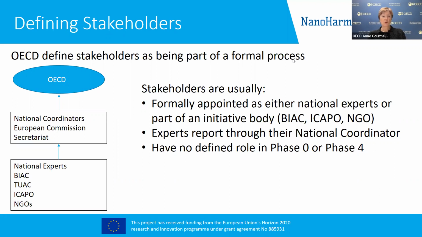If you want some examples, NanoHarmony is one, right? We have some other examples like the international coordination on alternatives to animal testing methods, ICATM, which is a coordination of validation centers for alternative methods. They are not formally represented. They don't get a seat as such at the table, but they are a community per se. Like NanoHarmony is a community, right?